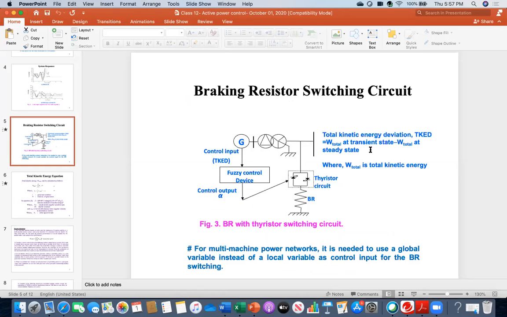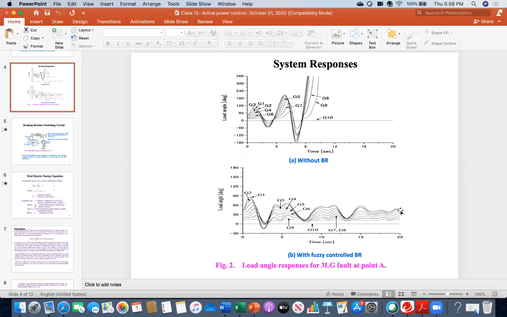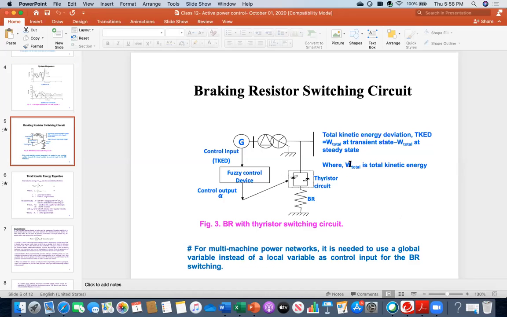But once there is any fault, generator speed will change, they will increase. Consequently, your W total will change. So what is your goal? The goal is that there is not much change of W total during the fault condition. Because there is change, that's why you are using a braking resistor. When you apply the braking resistor and the system response comes back, they will match the original values, meaning that at that time this difference will be zero. There will not be any difference.